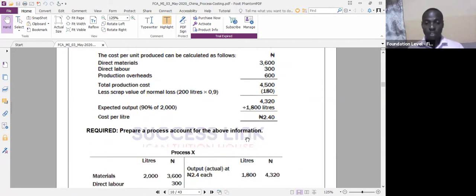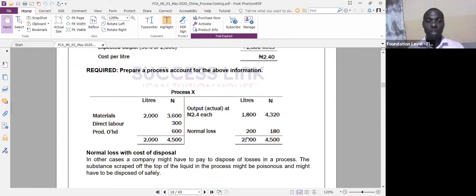Okay, we will see a question in a moment. So look at the required. Look at the process accounts here. Like we said, the left-hand side contains material and conversion costs. From 2,000 units, we now go to 1,800 units. And there is a normal loss, 200, to be valued at 180.